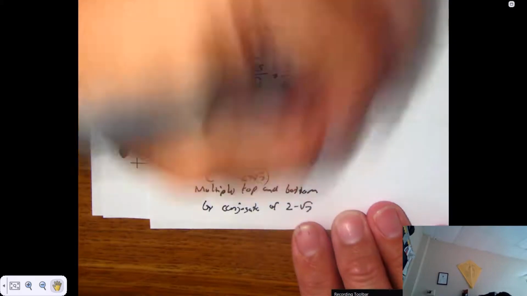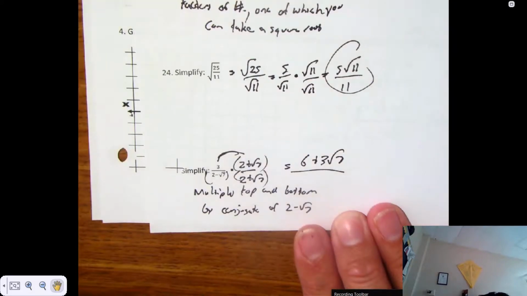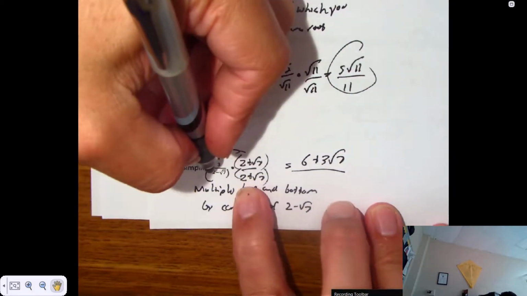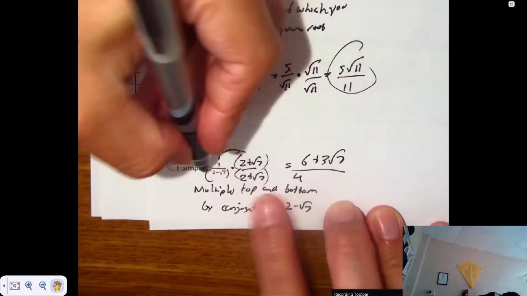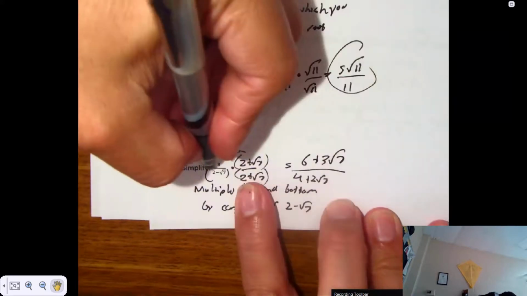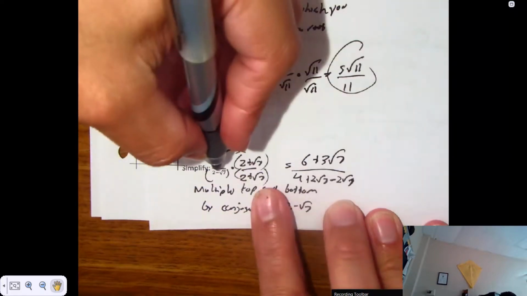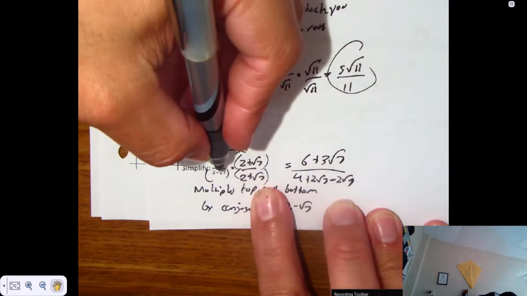It's just the distributive property up top. 3 times 2 is 6. 3 times root of 7 is 3 roots of 7. Good old JC would FOIL down low. 2 times 2 is 4. 2 times a positive root of 7 is plus 2 roots of 7. 2 times a negative root of 7 is minus 2 roots of 7. And finally, a negative root of 7 times a positive root of 7 is minus 7.